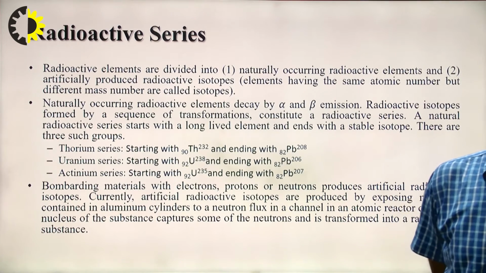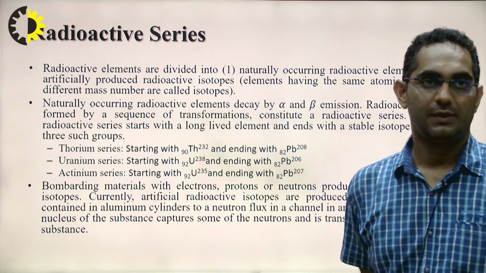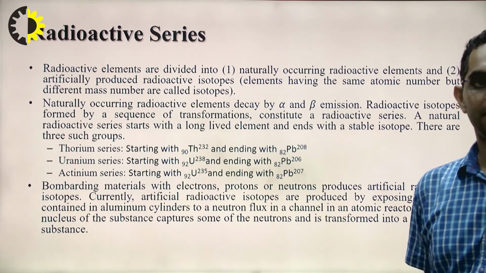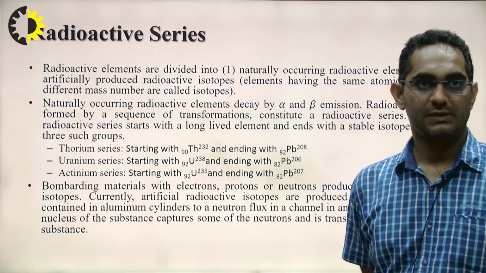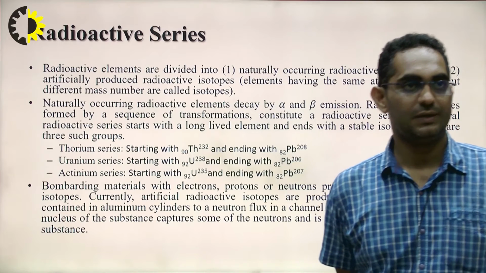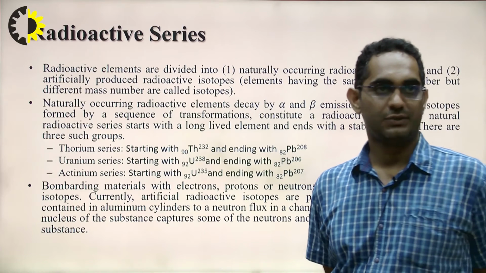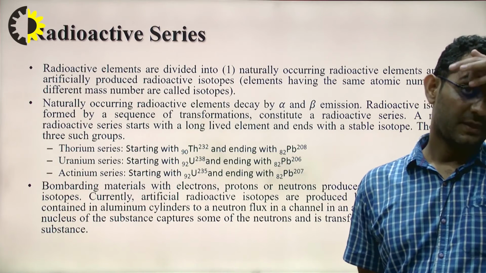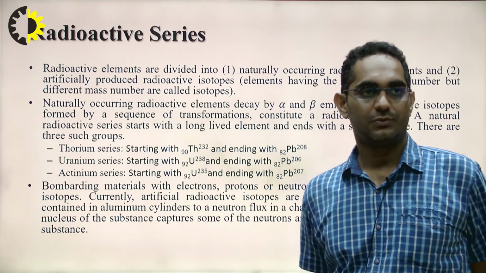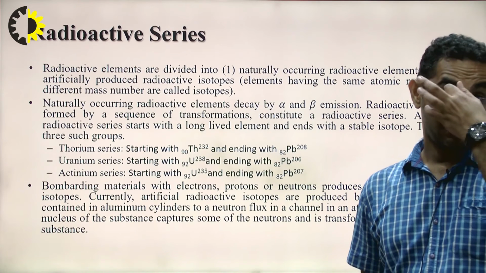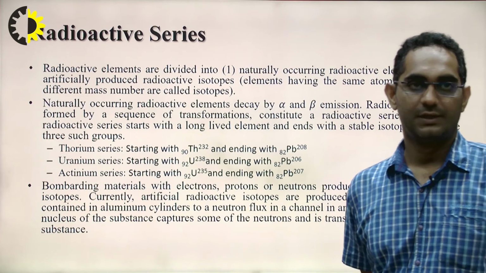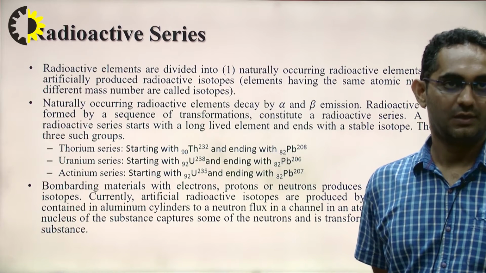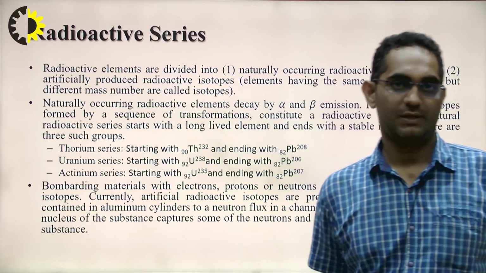Next, the radioactive series. Radioactive elements are divided into naturally occurring radioactive elements and artificially produced radioactive isotopes. That is, elements having the same atomic number but different mass number are called isotopes. And the naturally occurring radioactive elements decay by alpha and beta emissions. Then radioactive isotopes formed by a sequence of transformations constitute a radioactive series. A natural radioactive series starts with a long lived element and ends with a stable isotope.